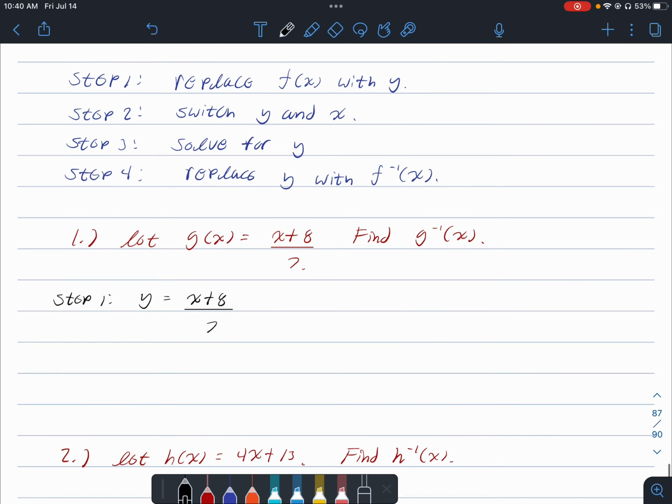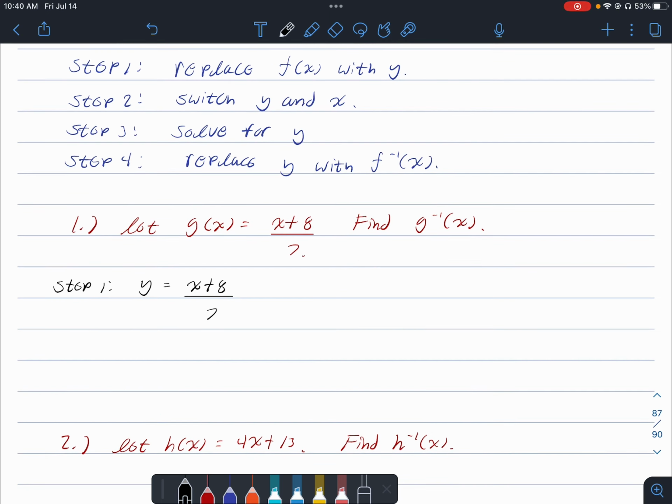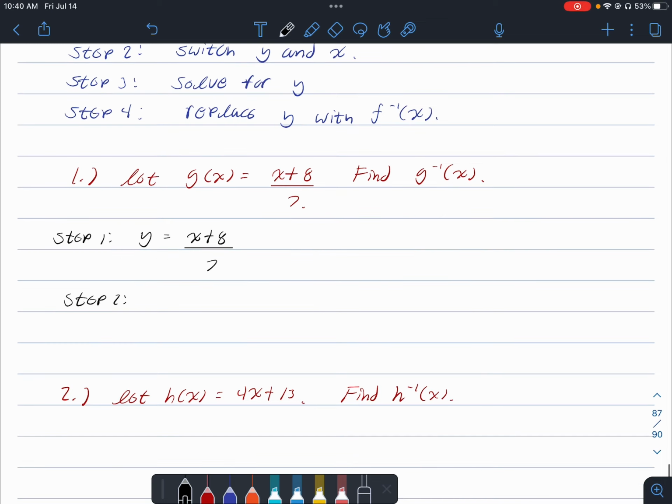Okay, good so far. And now we're going to switch y and x. So anywhere we see a y, we're going to write x, and anywhere we see x, we're going to write y. So step two, we'll have x equals (y plus 8) over 7.